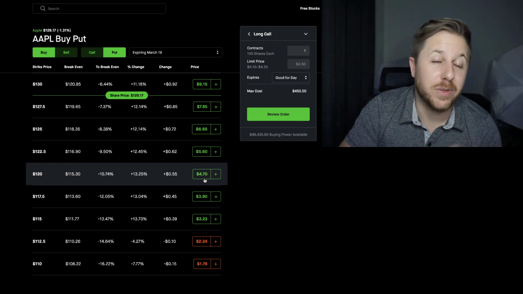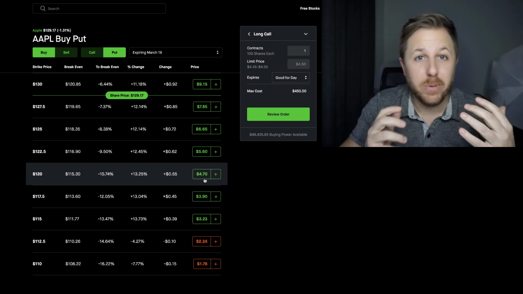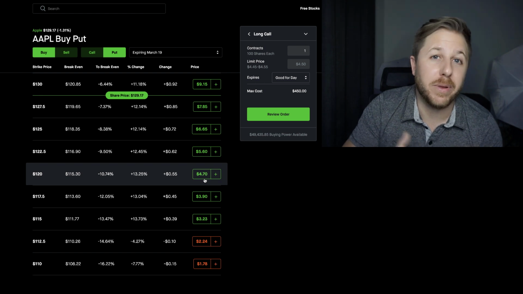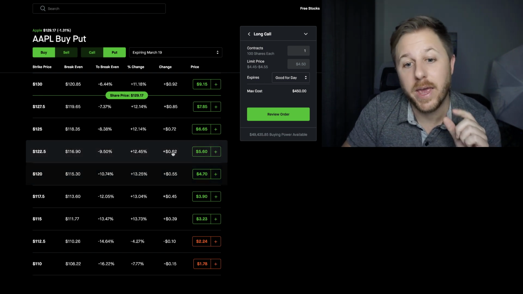A lot of people do this to make money as the stock market's going down. People can actually make money as the stocks go down. So that's when you would buy a put. You think the company is bad and they're going to drop, so you would buy a put option.